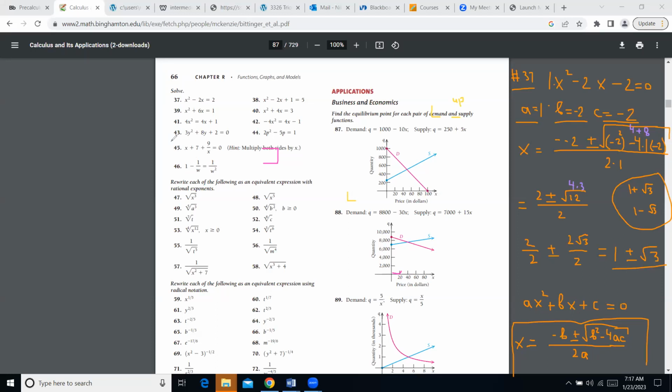So I can try one more, like number 45. It has a denominator of x, so they recommend to multiply every term of this equation, on the left and the right side, by that denominator. The reason they want to do it is because they want to cancel out x. So let's see what we're going to have now here. In exercise 45, we're dealing with x squared plus 7 times x and plus 9, right?